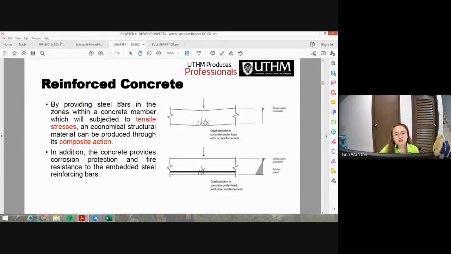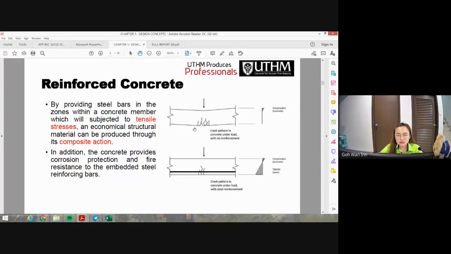Okay, so by providing the steel bar in the zone within a concrete member which is subjected to tensile stress, an economical structural material can be produced through the composite reactions. So for example, you can see this. When you only have concrete, it is good in compression. When you have a loading on it, you press on it, the top will experience the compression, right? And the bottom will experience the tension, right?